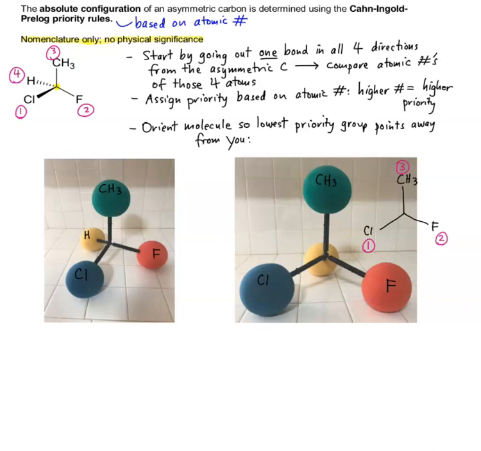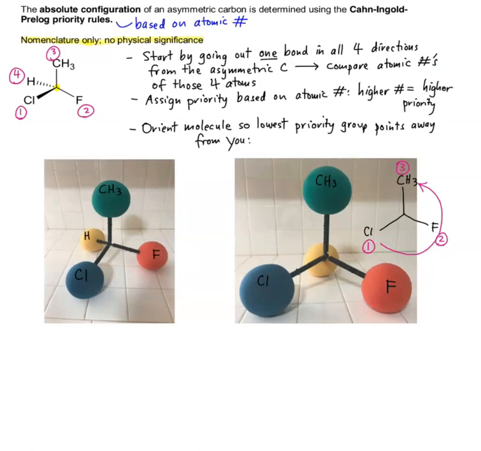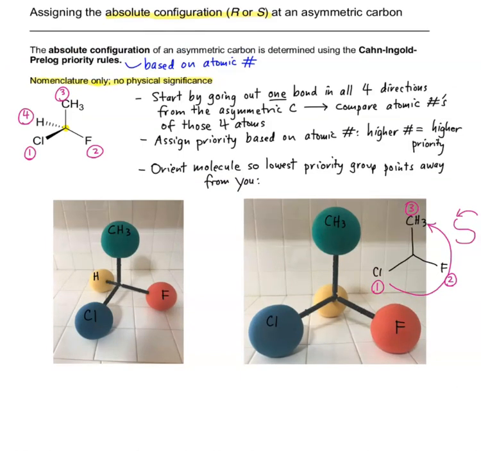So what you're going to do at that point is start at the group with the highest priority and start drawing a curving arrow. So go to 2 and then to 3. So from 1 to 2 to 3, and then you look at the direction in which that arrow is pointing. Okay, so that is pointing in a counterclockwise direction, which is like the beginning of writing an S. So the absolute configuration for that asymmetric carbon is S.